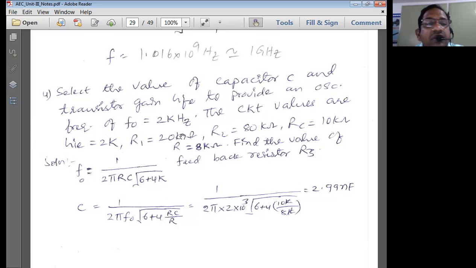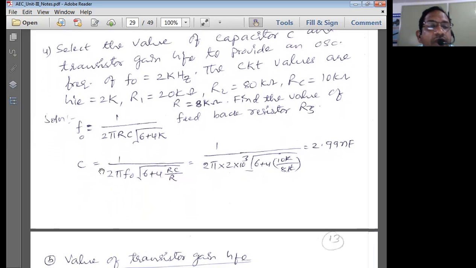Next, the circuit values: HIE is given. What is HIE? The input resistance of a common emitter amplifier circuit. R1 and R2 are biasing resistors, R1 is 20K, R2 is 80K, RC is given as 10K, and R is given as 8K. Find the value of the feedback resistor R3.